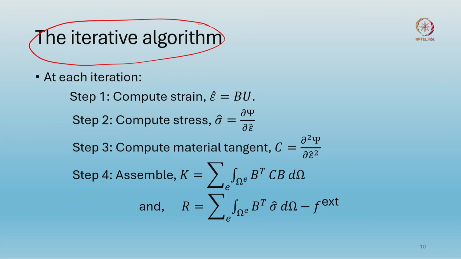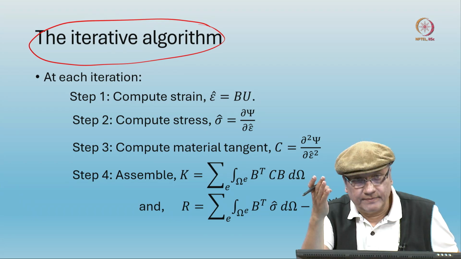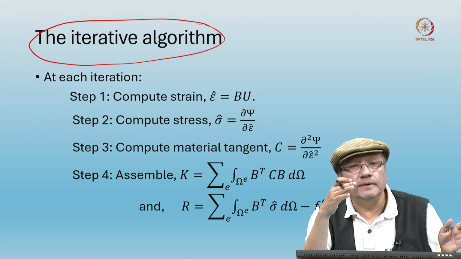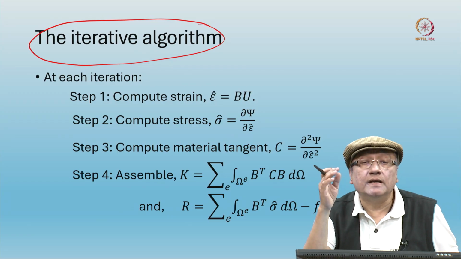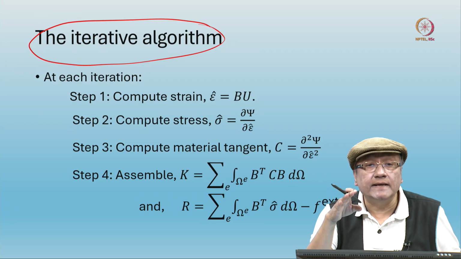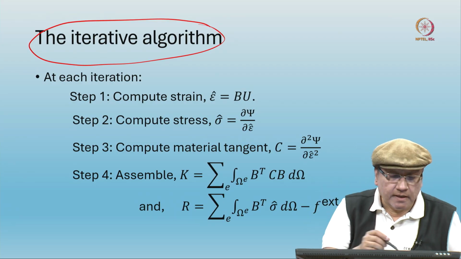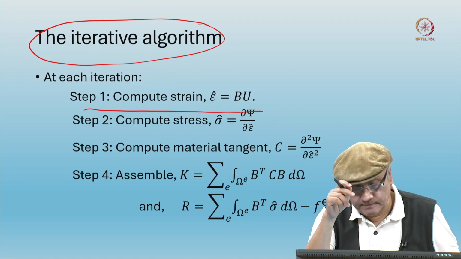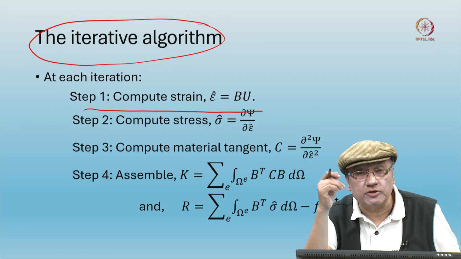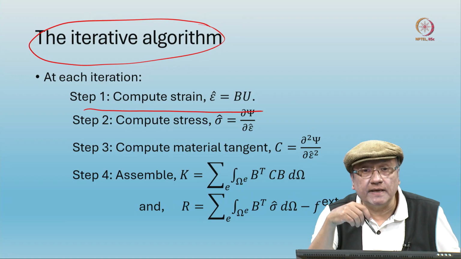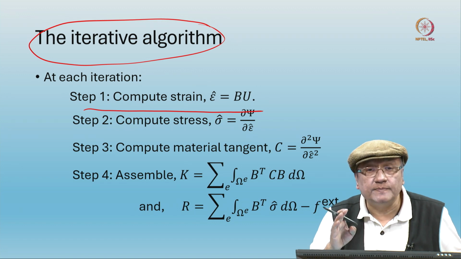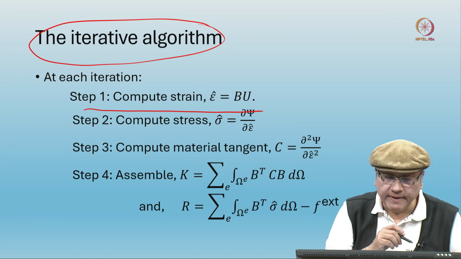Until the iterations are over, your solution is not obtained, and your iterations are stopped when the error with respect to a certain norm between two successive steps becomes lower than or equal to some user specified tolerance. So, step 1, compute the strain as a vector. Remember that epsilon hat is the vector representation of strain, which is B times capital U. Recall that U is the vector of displacement degrees of freedom.